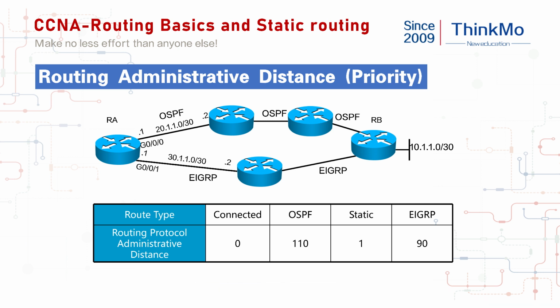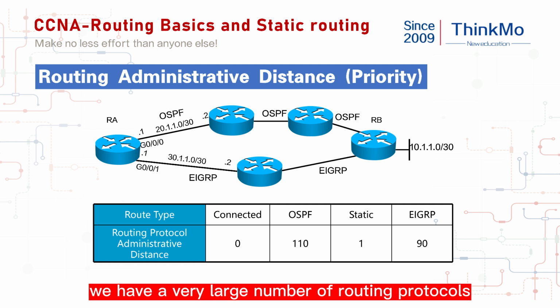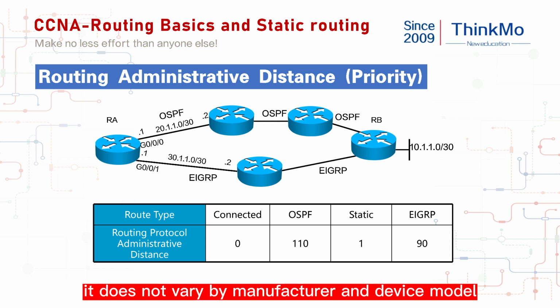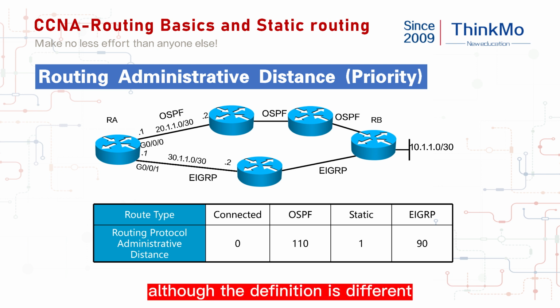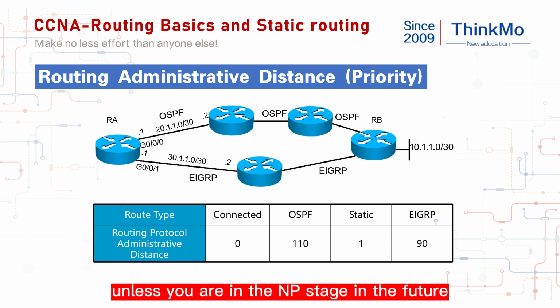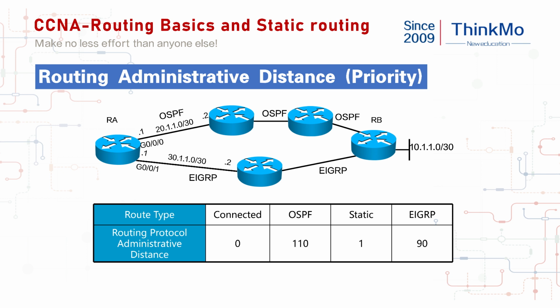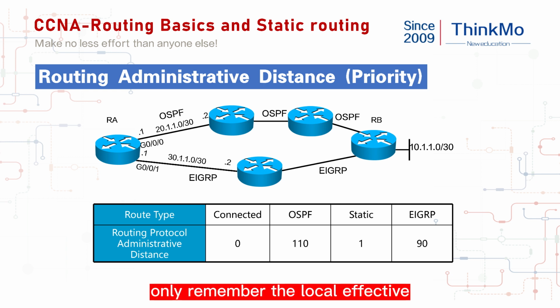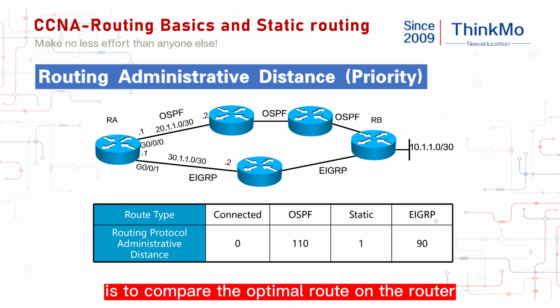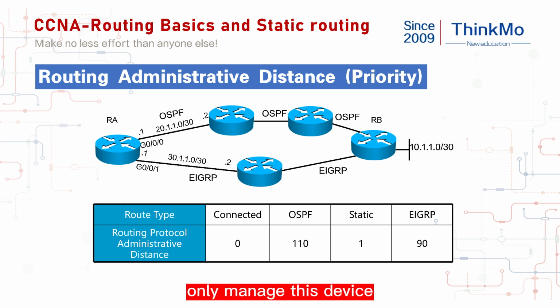But don't worry. We have a very large number of routing protocols compatible with multi-vendor devices. It does not vary by manufacturer and device model. This leads to problems with the routing table, although the definition is different, but the final calculation results are almost the same. Unless you are in the NP stage in the future, we'll learn some problems that introduce each other. In the NA phase, only remember that the locally effective administrative distance is to compare the optimal route on the router. It only manages this device. It can't manage other equipment.